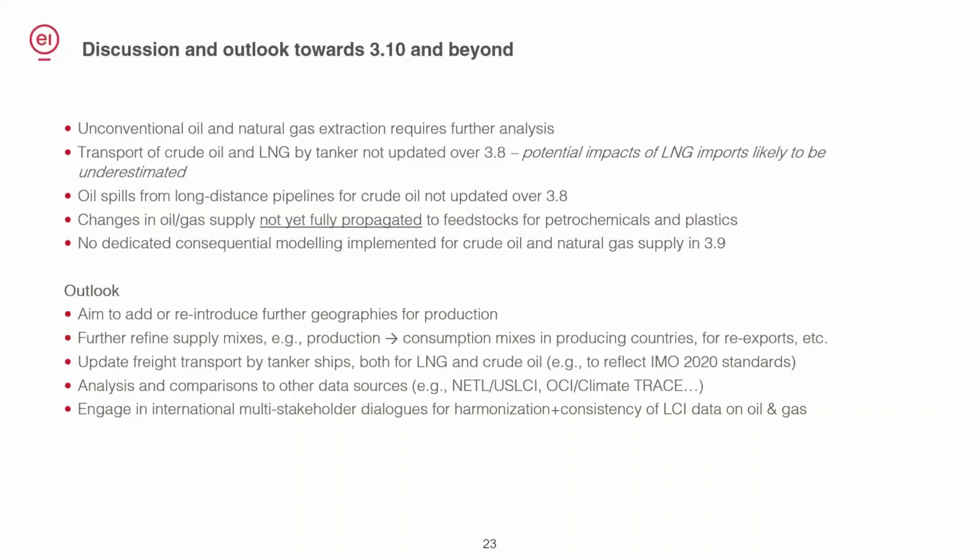we hope to be able to add or reintroduce geographies for production. This will be especially relevant to improve the supply mixes in important economies like China, Japan, but also in certain countries in Latin America. The producing countries have now production mixes, domestic production mixes, but in some cases we also need to consider imports for those countries to have the markets for natural gas representing consumption mixes in these countries. And as I just said before, we definitely need to take a closer look at the tanker ships to have a better representation of the impacts from transport of LNG and crude oil.